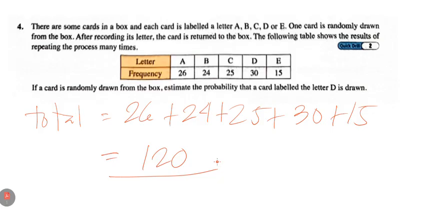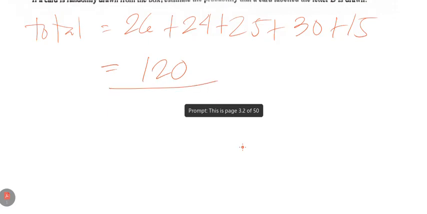Now, for the first one, let's try to use D. Why D? Because we need to show the probability of drawing D first. So let's start with D then.